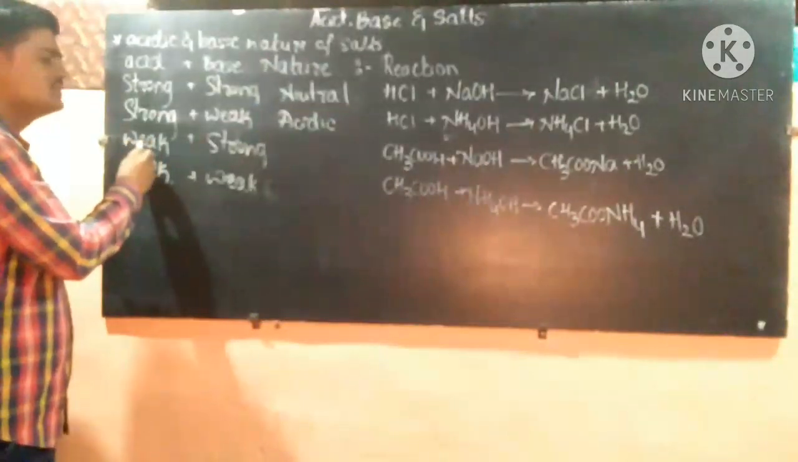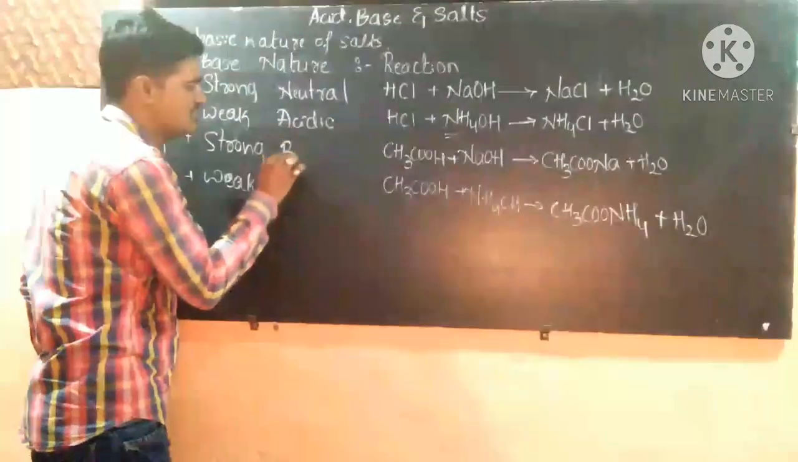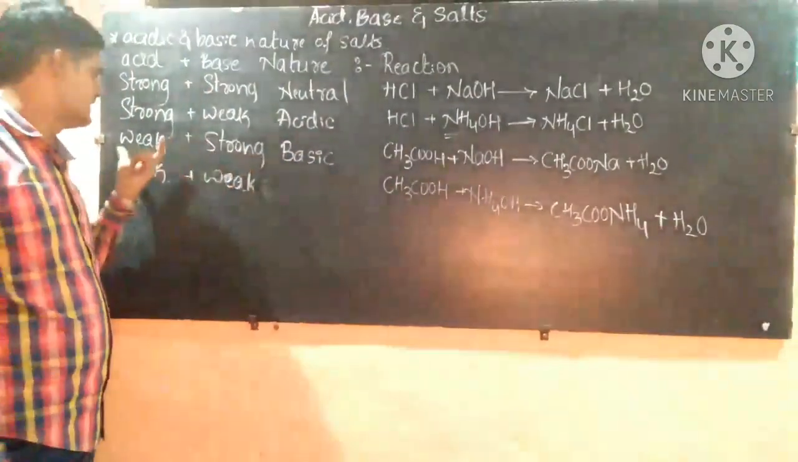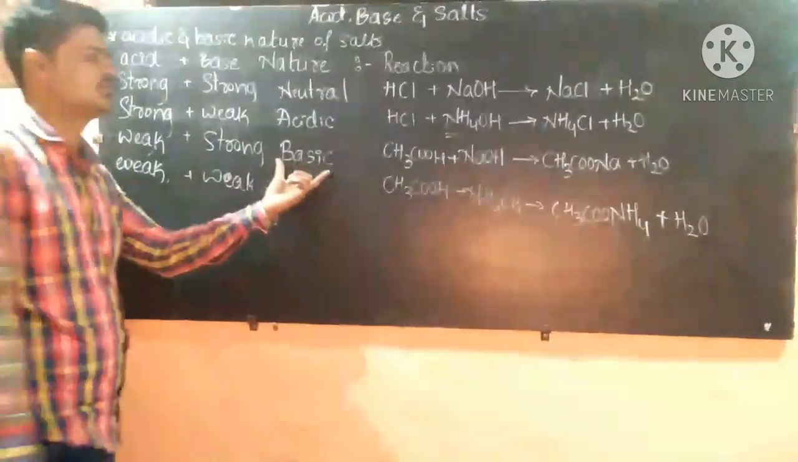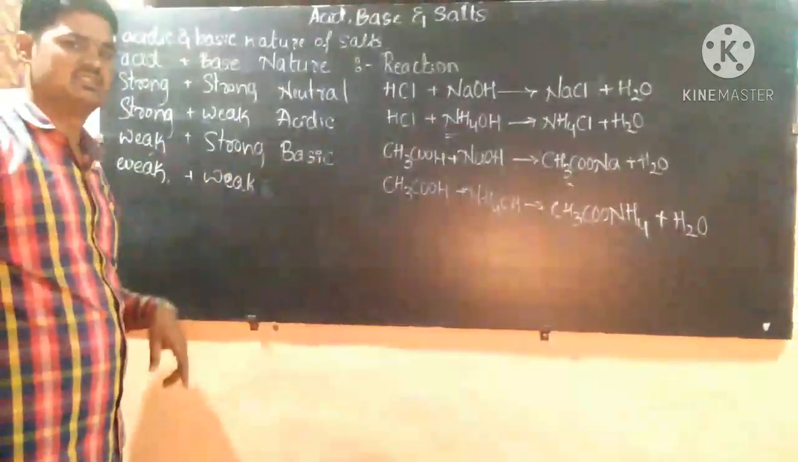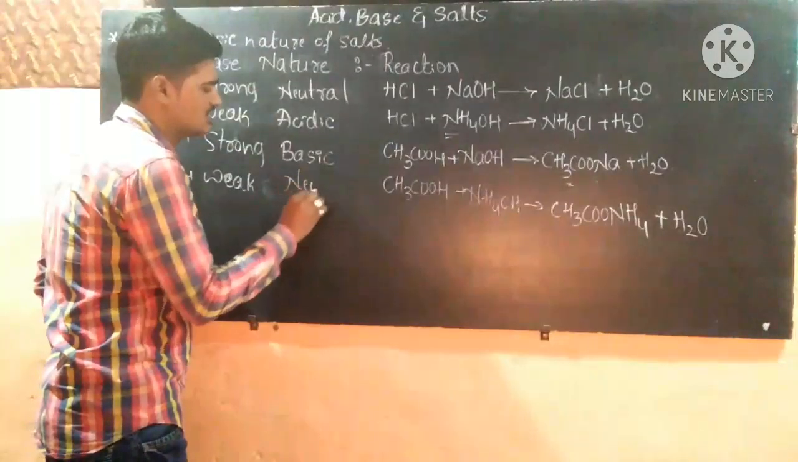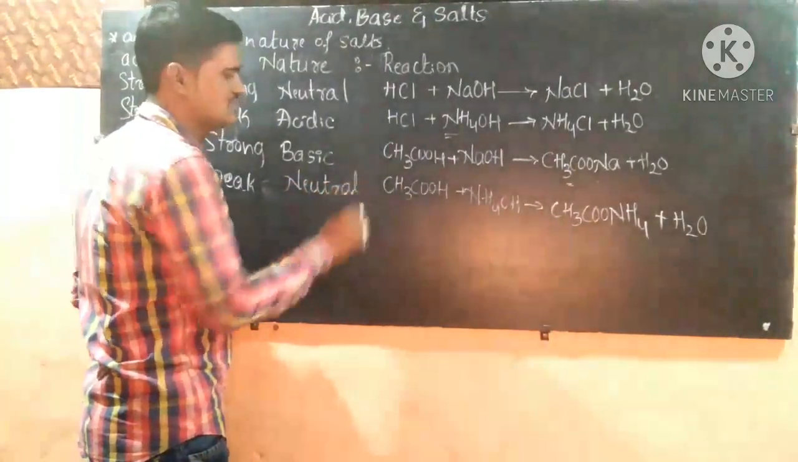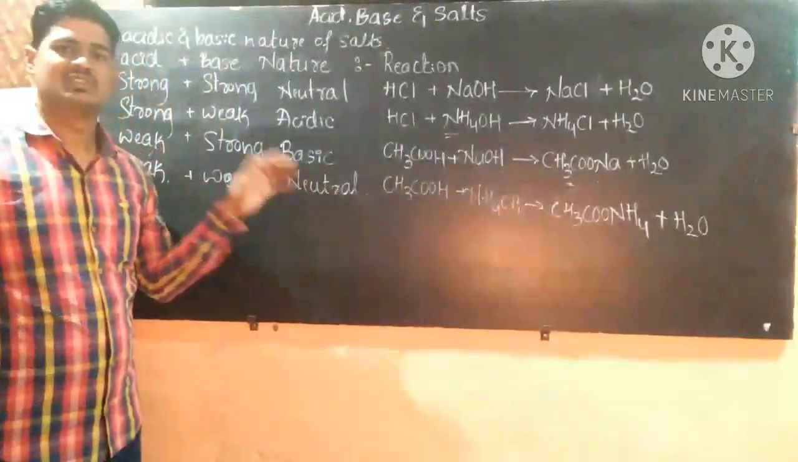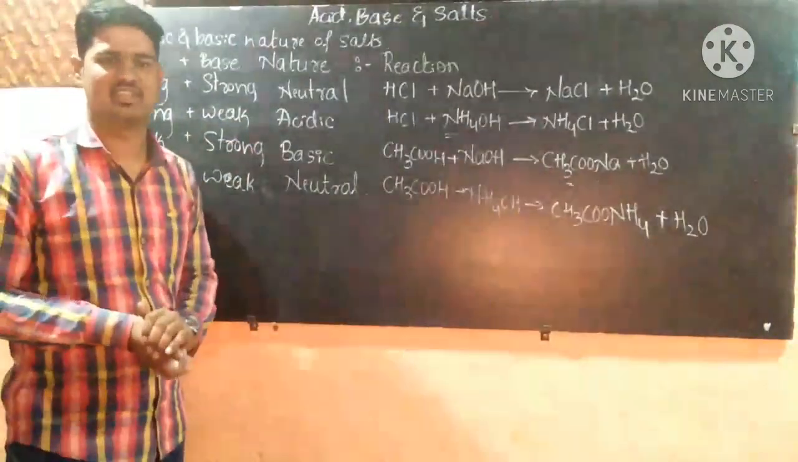And if we use a weak acid with a strong base, then it will be basic in nature, because here the base is strong and the acid is weak. So the salt formed, sodium acetate, is going to show the property of a base. When a weak acid reacts with a weak base, it gives a neutral salt, that is ammonium acetate. So this reaction helps to find the property of the salt, whether acidic or basic in nature, during the chemical reaction.